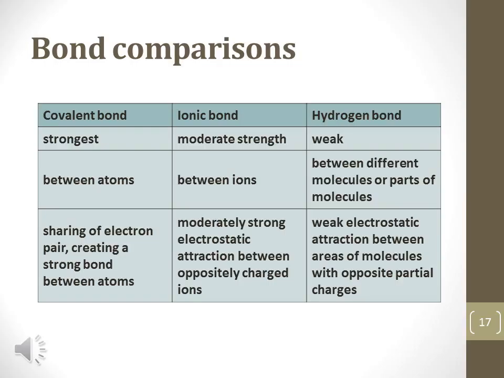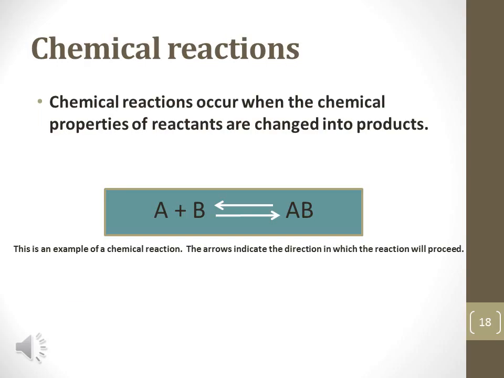This chart reviews the different characteristics of the three types of bonds we discussed: covalent bond, ionic bond, and hydrogen bond. Chemical reactions are interactions between two or more molecules. Chemical reactions involve the breaking apart, bonding together, or rearrangement of atoms in those molecules.